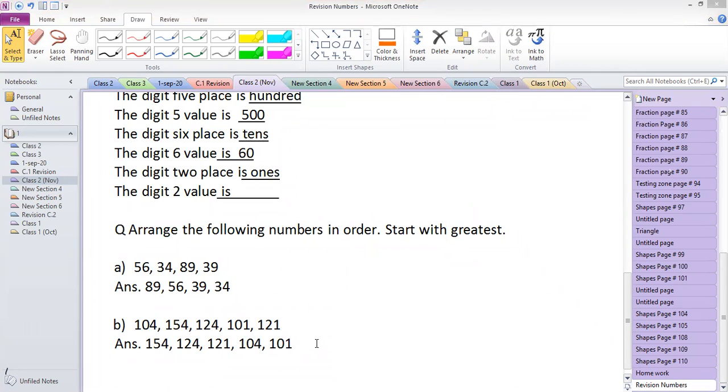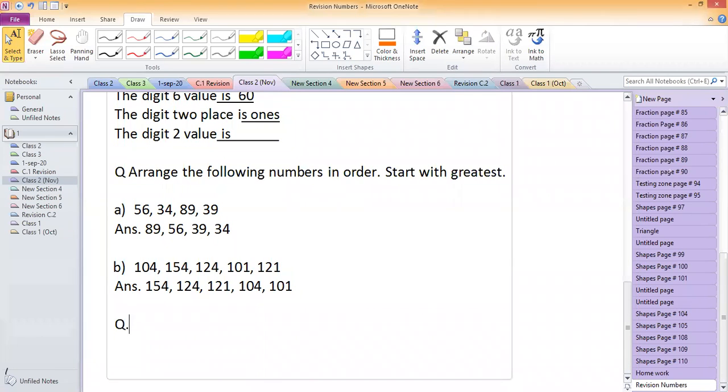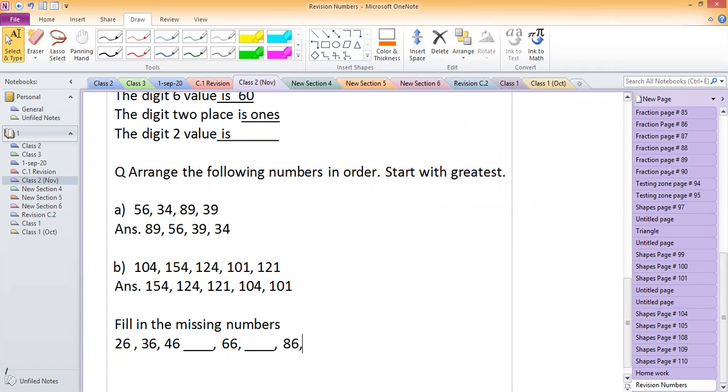Very good. We have one more question that is counting in fives, tens. If I ask you to fill in the missing numbers, this is 26, 36, 46, 66, 86, 116. Let's suppose this is a question. Here you have some missing numbers. Can you tell me what to write after 46? Or can you complete this?